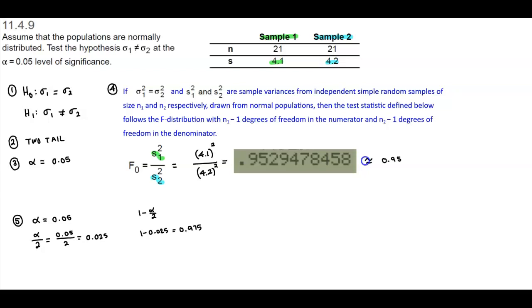Okay, what else do we need to know? Well, we need to know the degrees of freedom in the numerator. So we know that n1 is equal to 21. So that means we're going to take 21 minus 1, which is going to equal 20. We also know that n2 is going to equal 21. So 21 minus 1 is also going to give us 20.